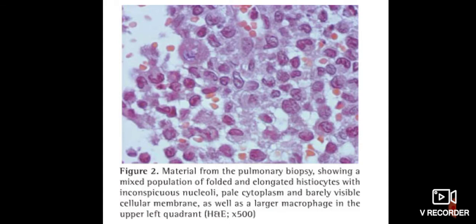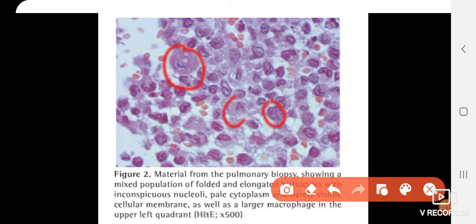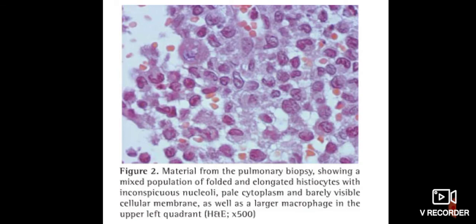Again, here is a biopsy from the lung, in which there is a mixed population of folded and elongated histiocytes with inconspicuous nucleoli. So this is your large cell, this is a histiocyte. All these are your histiocytes. Your cell border is not very prominent. You have a large nucleus which is eccentrically placed and almost kidney shaped, and they have an open chromatin with inconspicuous nucleoli.